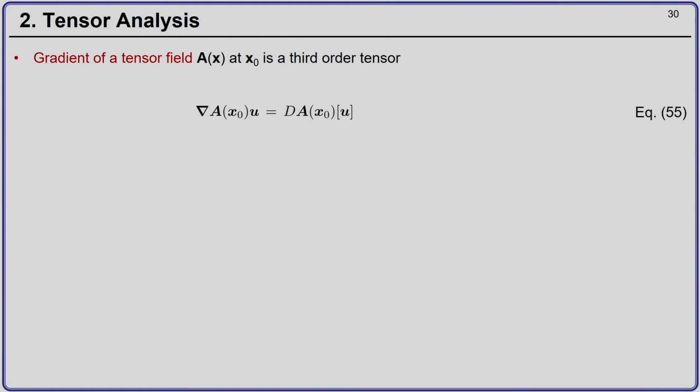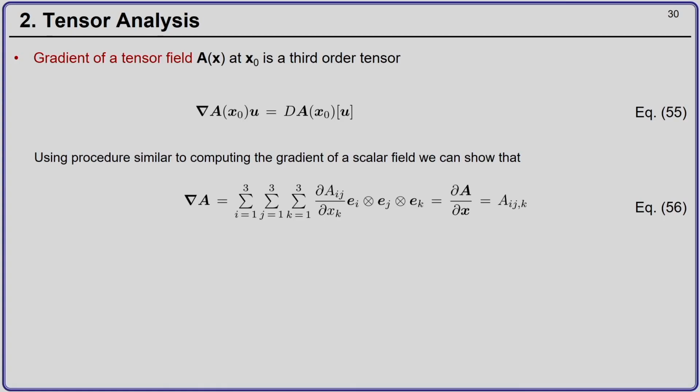Next, we move to the gradient of a tensor field. So, now we have a tensor field, for example, stress. Stress is a tensor field, it is varying over the entire domain of the body. Stress occurs in the entire domain of the body, so it is a field. Now, how do you take the gradient of a tensor field? The gradient of a tensor field will be a third order tensor.